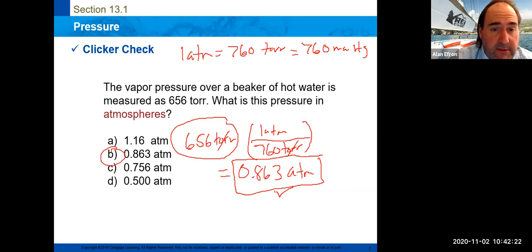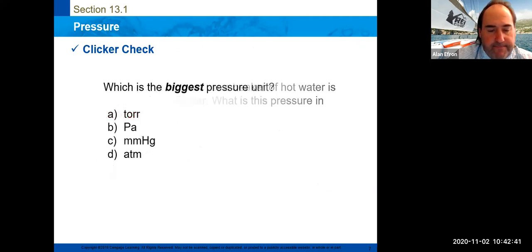Any questions on that? That is a very common conversion that you do a lot, dividing by 760 to get things into atmospheres. As we'll see, there are certain gas laws, for example, where you need to make sure everything is in the atmosphere unit.